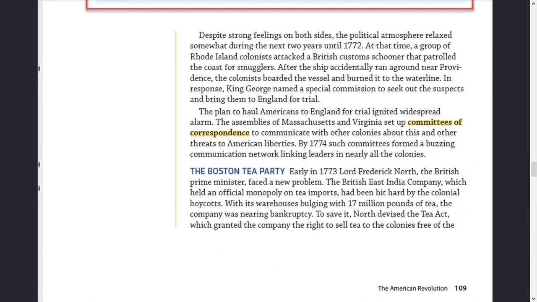Now, what the effect of the Boston Massacre was is right here. It was the creation of the committees of correspondence so that they could then send letters to all the colonies about what was going on in Boston. And this is the beginning of the organized resistance. And the organized resistance begins to take shape with the first real riot known as the Boston Tea Party.